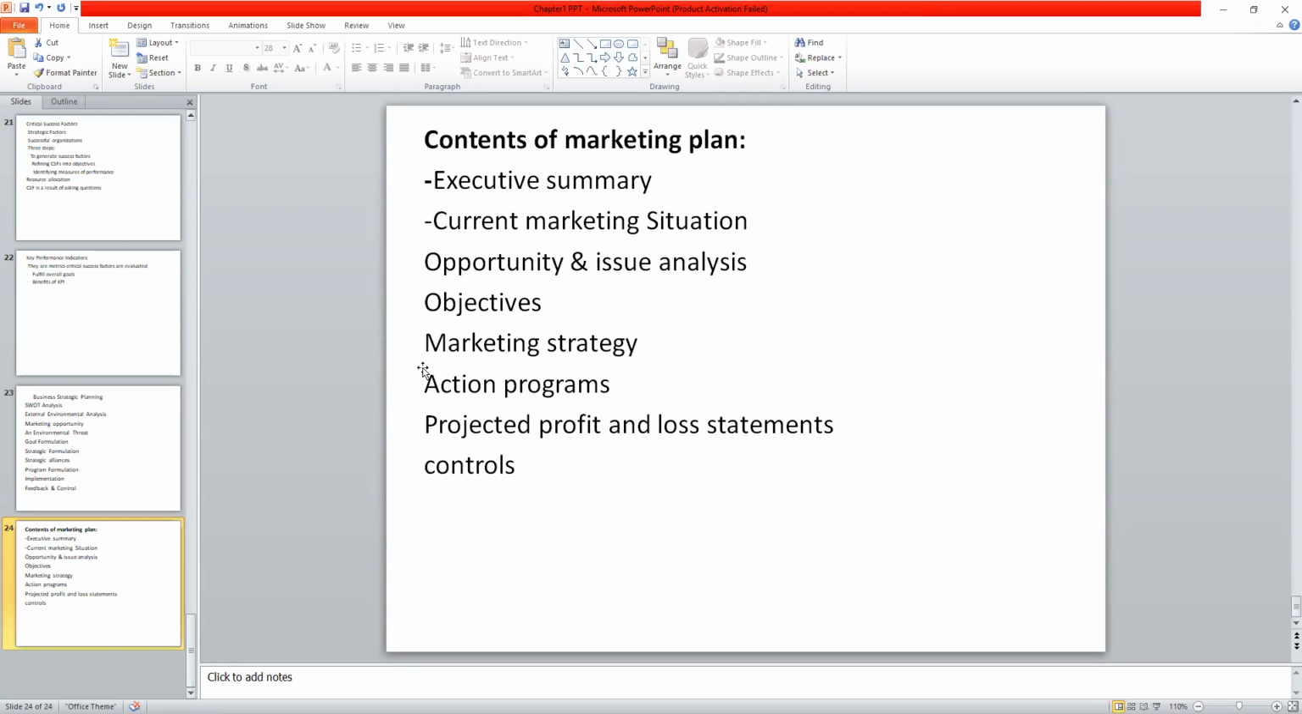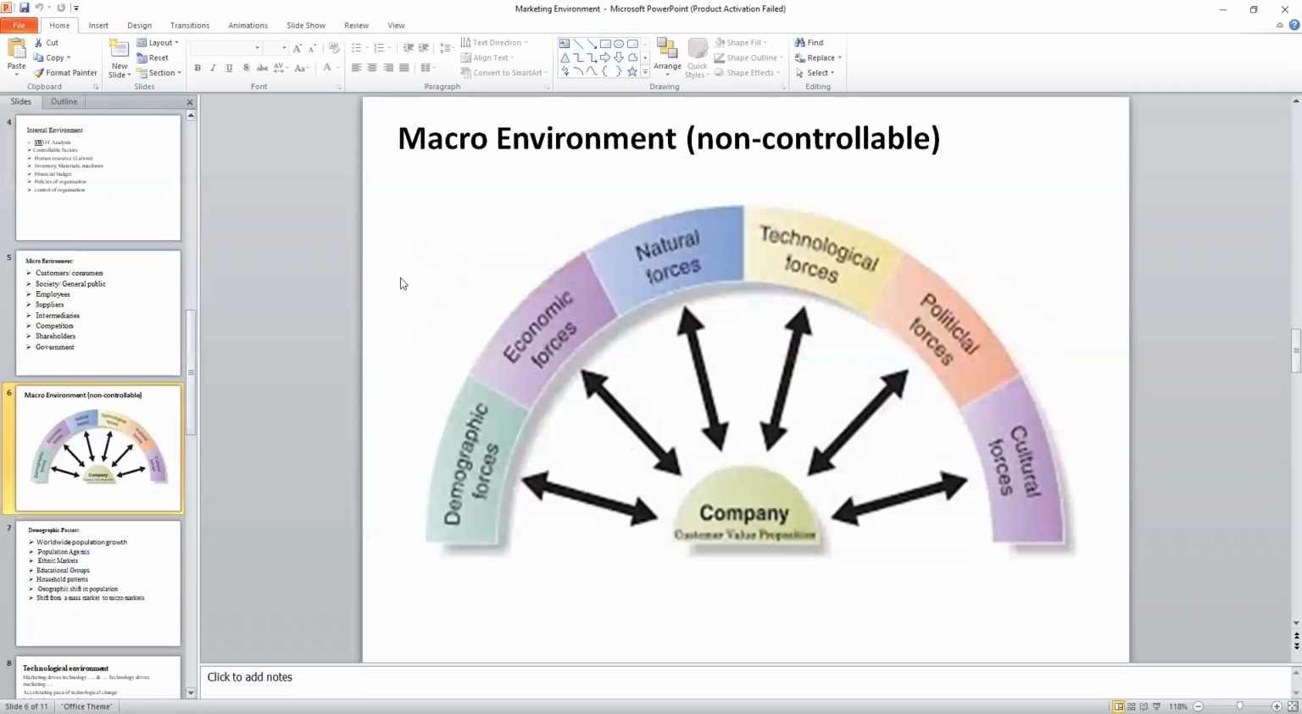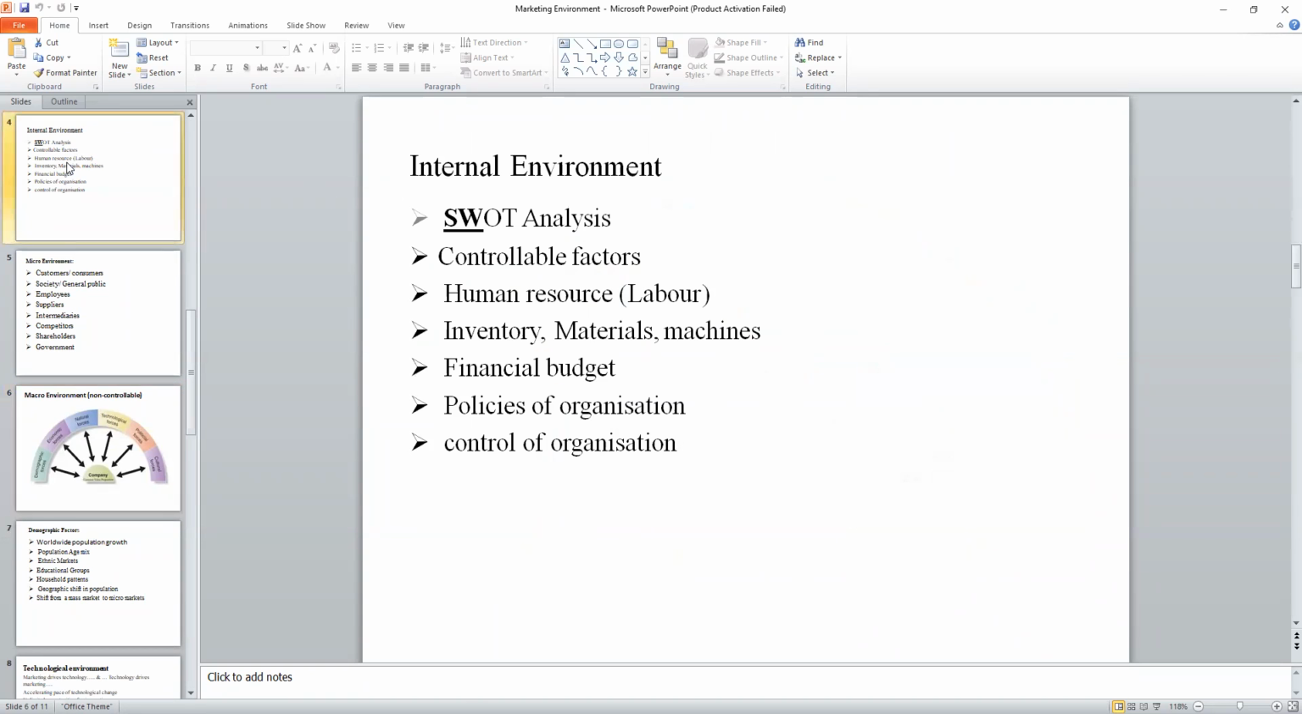Now, just to brief up with the environmental issues. Okay. Now here the company thinks of the internal environment, that is what is the SWOT analysis, which takes into consideration the controllable factors within the purview of the firm, the HR, the inventory management, the materials management, the machines management, the financial budgets, policies of the organization, and the control of the organizations. These are all the internal aspects which are controlled by the firm independently.